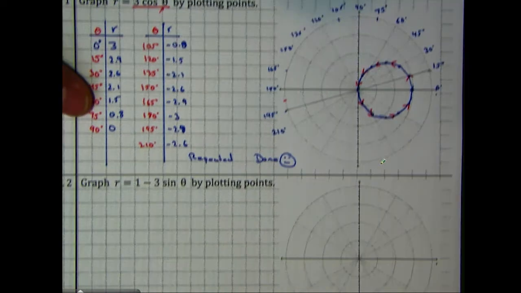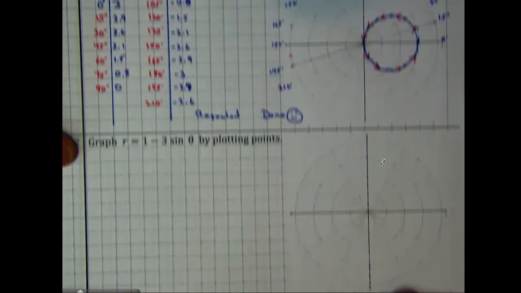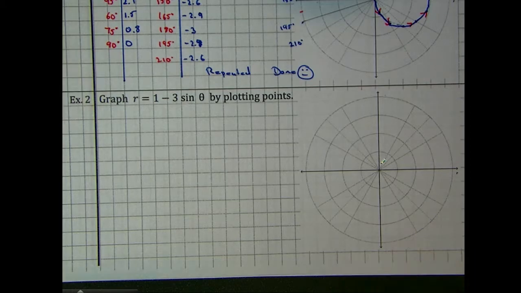Example number 2. We are going to graph it by plotting points once again. So let's make X and Y axis. So go and pause if you need to.